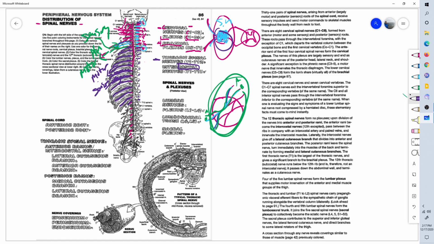Now, the lumbar spine, there are 5 lumbar vertebrae. Number 1 here, number 2, 3, number 4, and number 5. And there are 5 corresponding nerves that exit between the lumbar vertebrae. The vertebrae, of course, are the bones, the segments, the bones of the back. And they also form a plexus, a lumbar plexus.